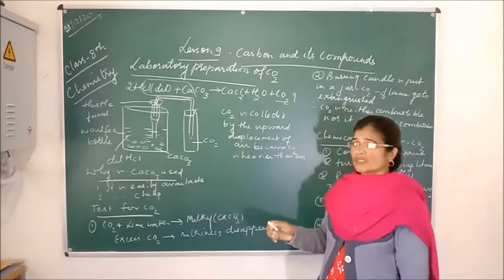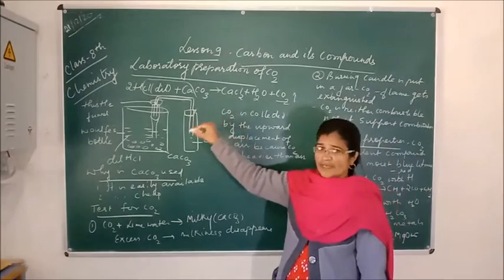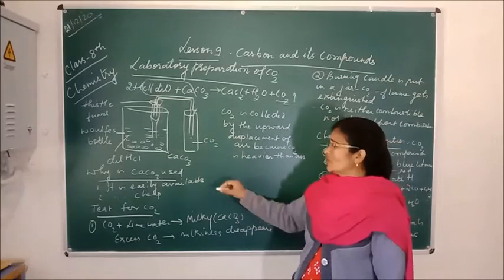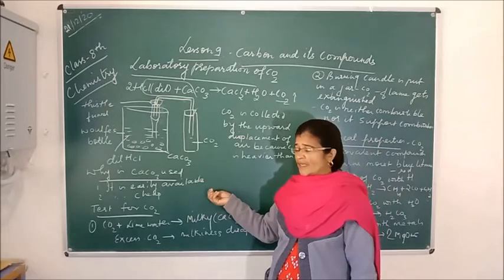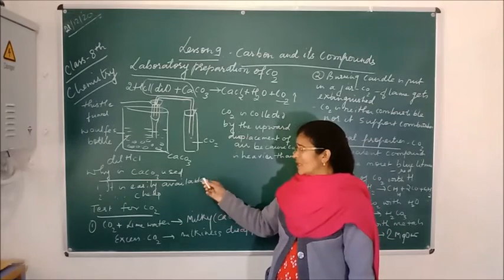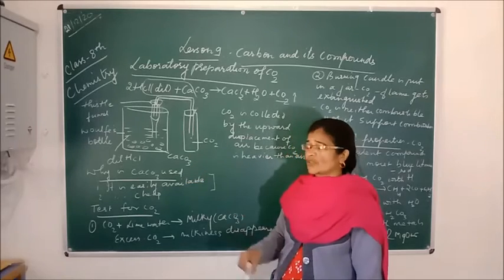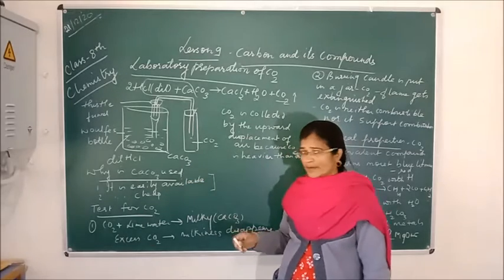Now why are we using calcium carbonate in this laboratory preparation of carbon dioxide? Because, as you all know, calcium carbonate is easily available as well as very cheap. That's why calcium carbonate is specially used in the laboratory for the preparation of carbon dioxide.